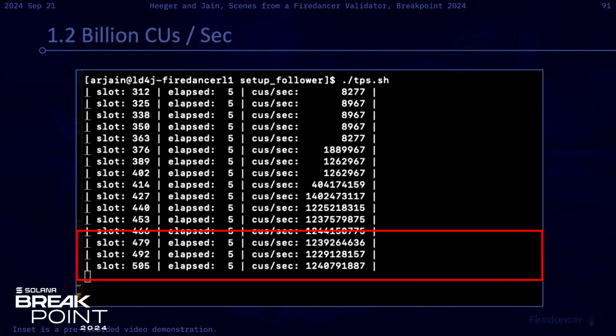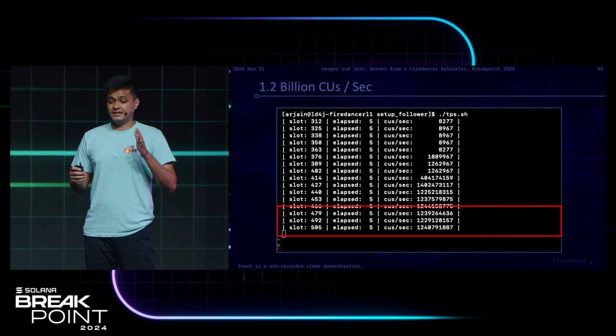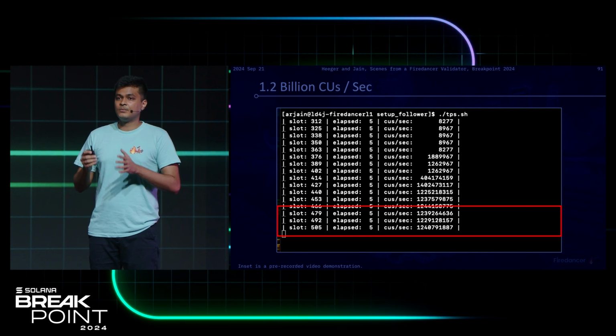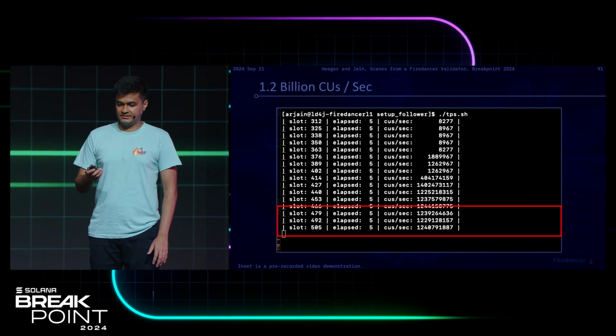And that is our second demo, 1.2 billion compute units per second. Here is a close-up of the measurements from the leader. Compute unit throughput is one of the primary limiting factors for Solana. Based on the existing protocol limits, this is almost 10 times the amount of compute activity possible on Solana mainnet.